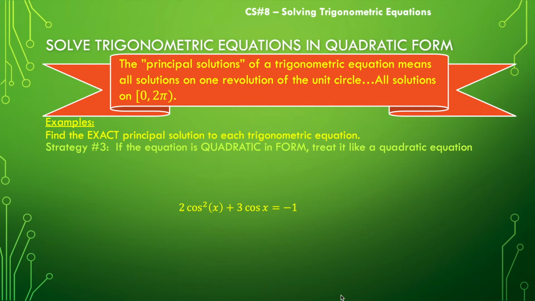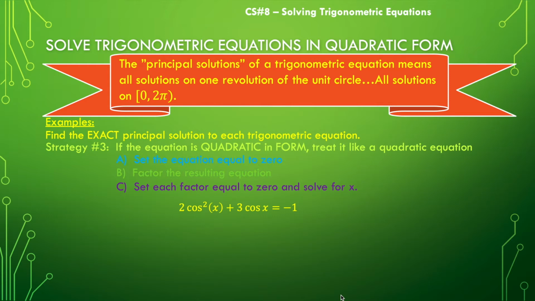With these types of examples, we will be seeing equations that are quadratic in form. If you have an equation that's quadratic in form, you are just going to treat it like a quadratic equation. The way I'm going to show you is to first set the equation equal to 0, and then sub out the trig function so that we can look at it more objectively like a true quadratic. Then we'll factor it, set each factor equal to 0, and solve for x. So let's walk through that process with this particular example.